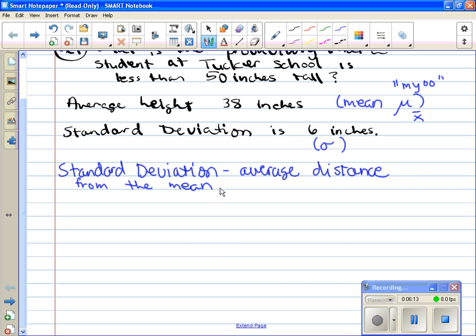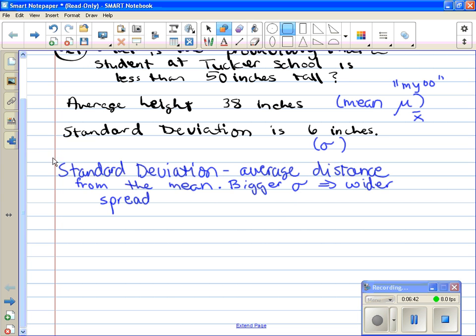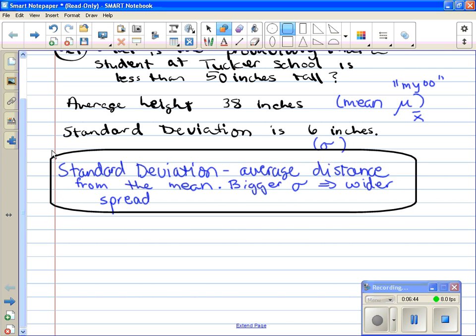So in general, you can make the statement that the bigger the standard deviation is, the wider spread your data is. The bigger your standard deviation means you're going to have a wider spread of data. So that's what I'm talking about when I say standard deviation. Now I'm going to give you guys a little thought bubble here. And remember that the standard deviation symbol is sigma.